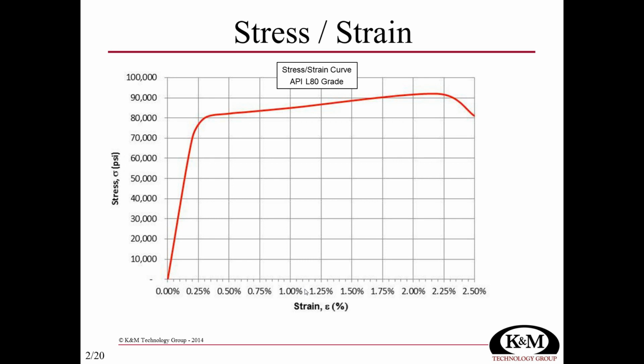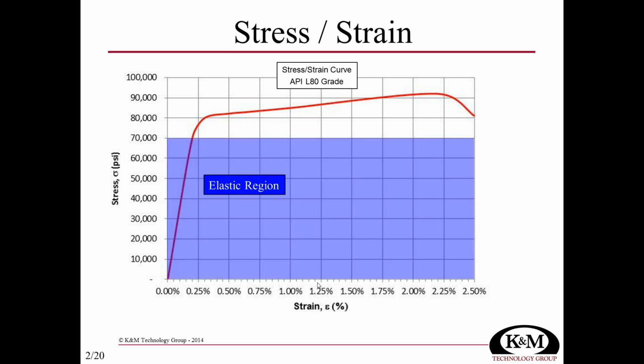And then along the y-axis, we've got the stress. And of course, the stress is just the load divided by the cross-sectional area. And that's how we arrive at units of pounds per square inch. Something that is kind of interesting here is in the early region of this curve, with very little strain, up to about 70,000 psi of stress, we remain within what's called the elastic region.